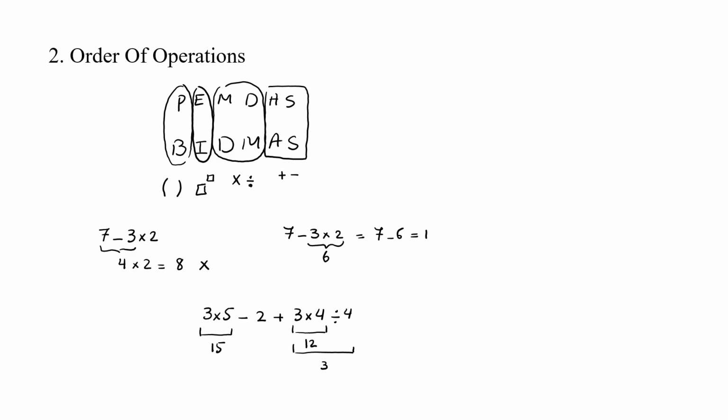So all we have is 15 minus 2 plus 3, which is 15 minus 2 equals 13. So 13 plus 3 equals 16. That is the correct answer. The third one is expansion. This tiny mistake can cost you a lot of points.